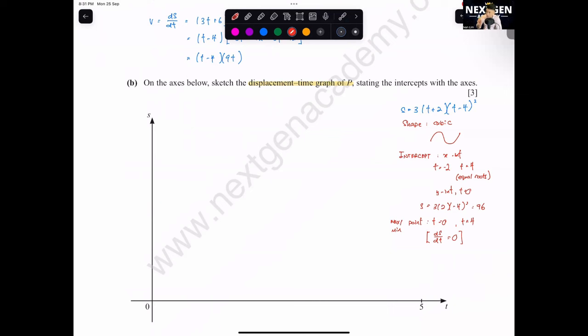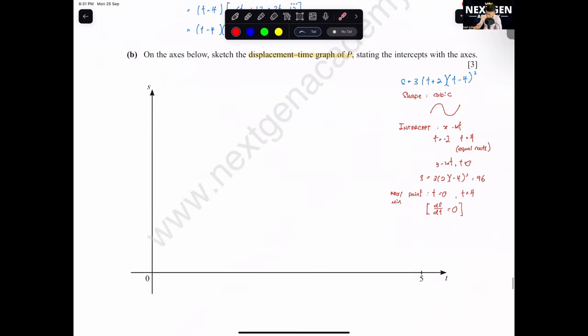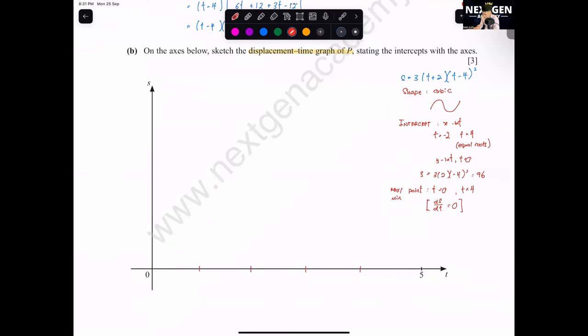So let's plot out the important points that we need to have. Here, got 5, you draw it to scale. Use your ruler, measure properly. So just estimate 1, 2, 3, 4, 5. Important points that I need to have when my t is equal to 0, my y-intercept is 96. And this happened to be the turning point as well. Then the next one is 4.